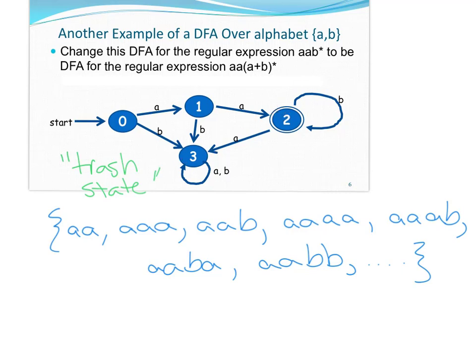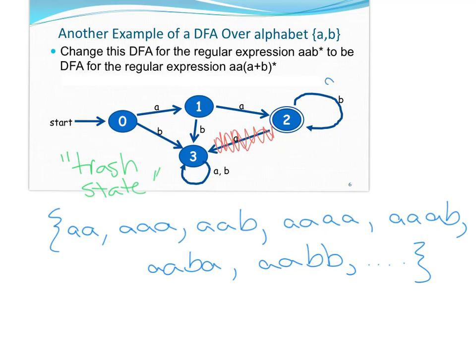So what we need to do now is say, okay, what I really want is to start with two A's and then let myself have as many A's and B's as I want, right? So AA looks pretty good. This B loop looks pretty good. The trouble is we don't want to go to the trash when we see an A, right? So what we want to do is get rid of that transition entirely.